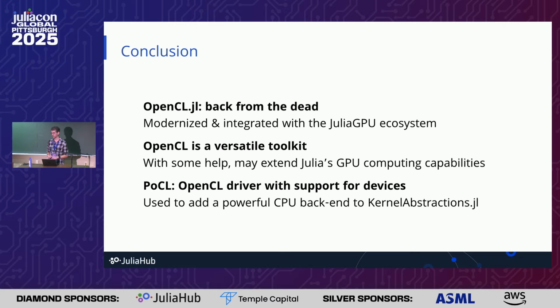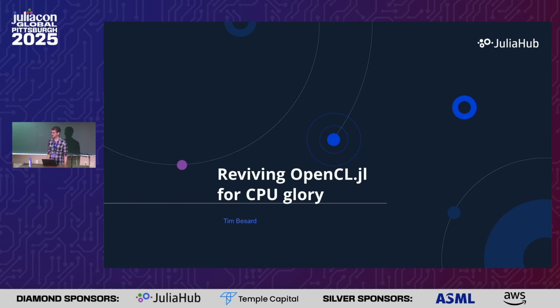This allows it to target quite some new GPUs that weren't possible to program before because OpenCL is a fairly versatile toolkit, but ultimately the goal for us is to use this in combination with PoCL and take the KernelAbstractions library to a next level by adding a proper CPU backend to it. Thanks.